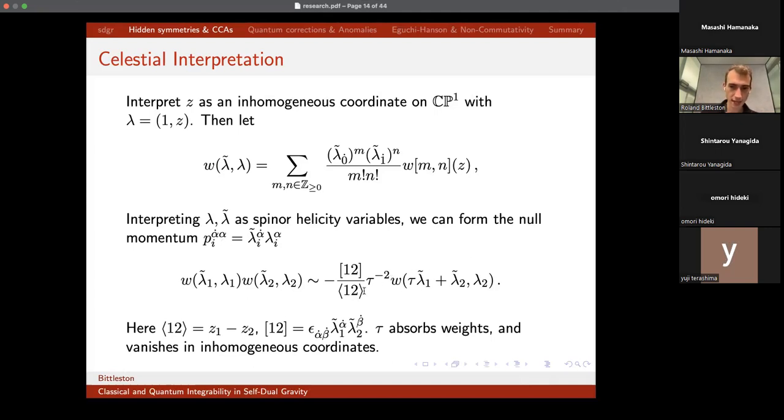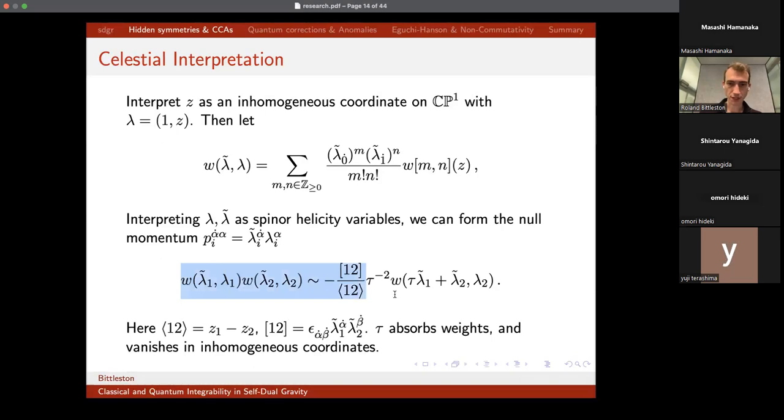So here, this angle bracket 1, 2 just comes from taking the SL2C invariant combination of two lambda variables, a lambda1 and a lambda2. And if you express it inhomogeneously, it's just going to be Z1 minus Z2. And the square brackets, we just take the SL2C invariant combination of the tilde variables, contract them into an epsilon symbol.